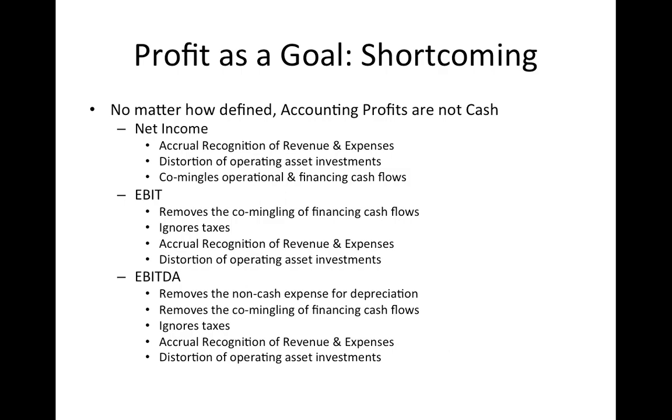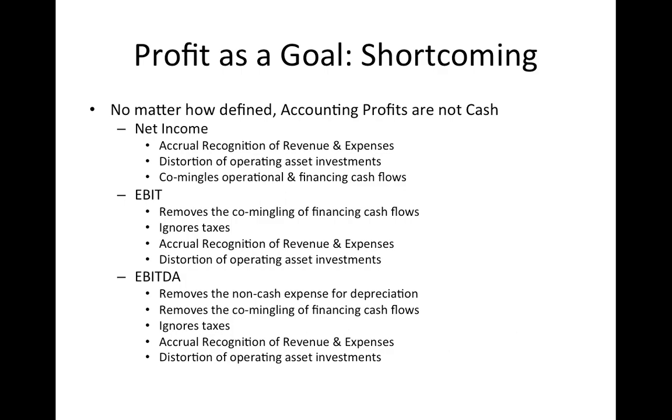It still has the distortion of operating asset investments in terms of having the depreciation in there, but not having the full cost of the purchase of the asset in there when it needs to be in there. So it still has all those other issues of net income. So still not great. So maybe we start with EBITDA, which is earnings before interest, taxes, depreciation, amortization. Good news there, it does remove the non-cash expense for depreciation.